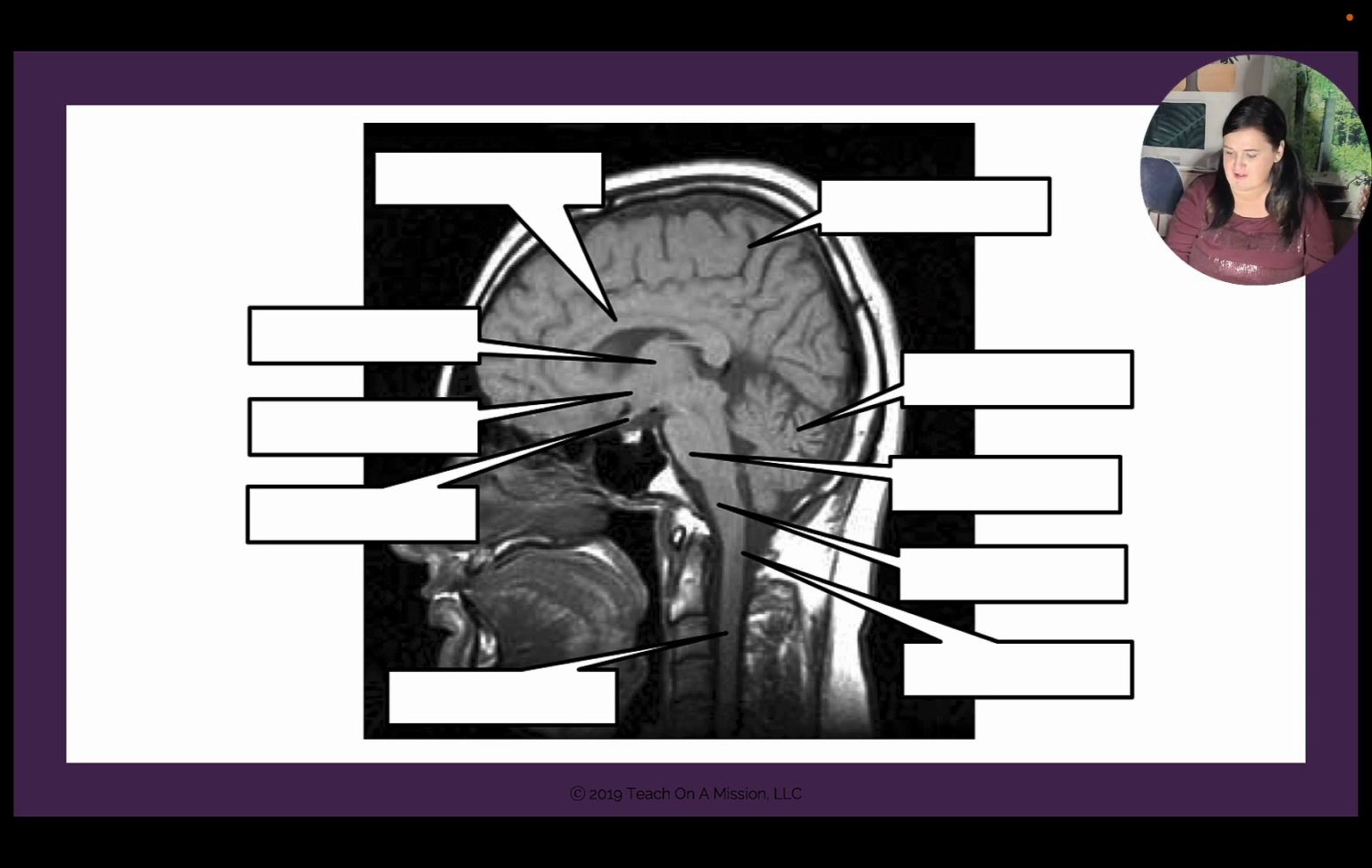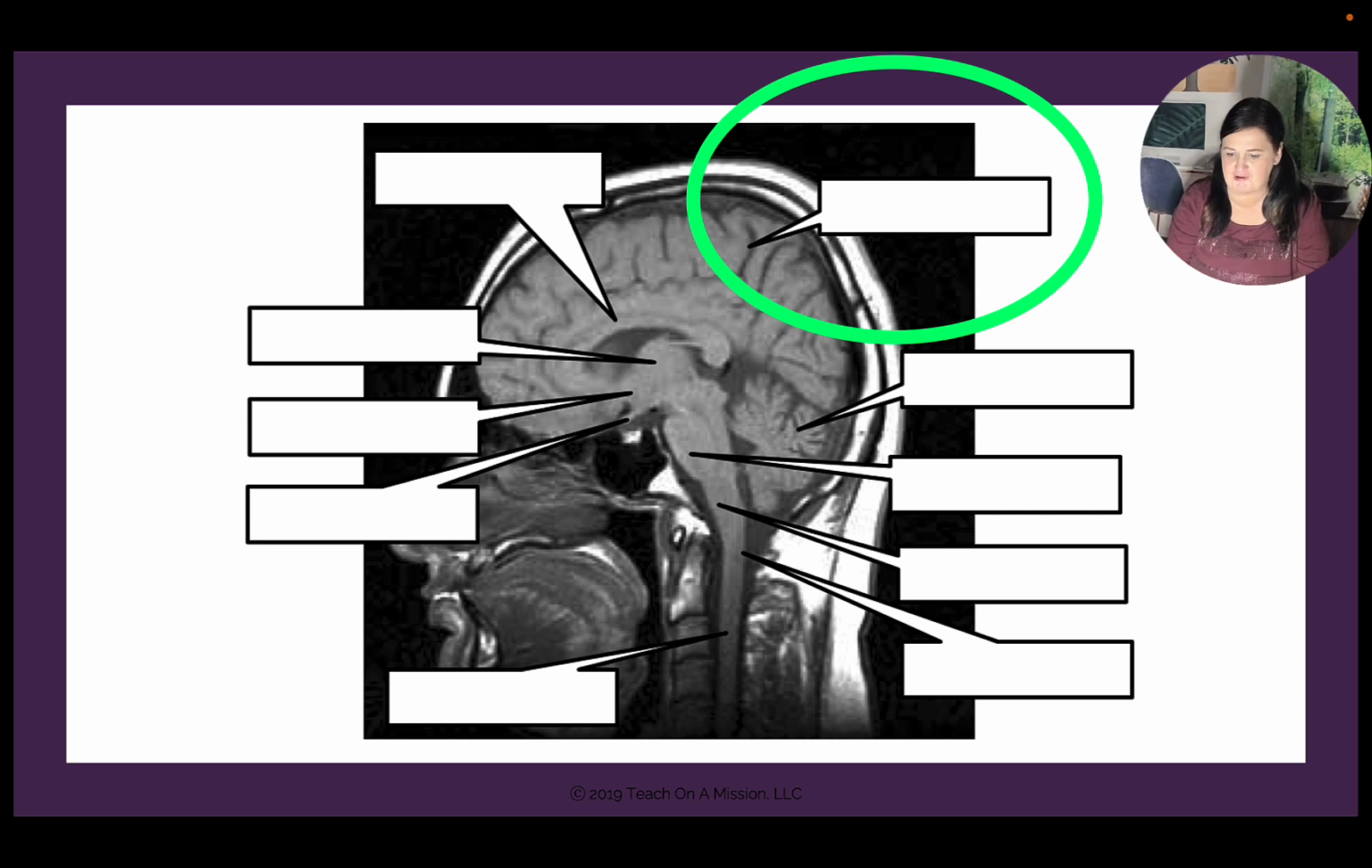Okay, so right here at the very top we have the cerebral cortex. It's the one that always looks like the cartoon version of the brain, right? When they make the brain look like the brain, it's these deep ridges and lines that look like intestines. That's your cerebral cortex.